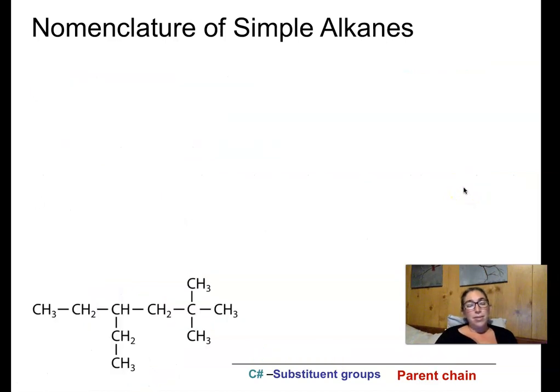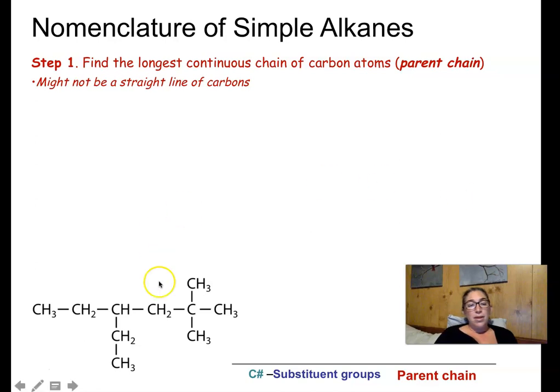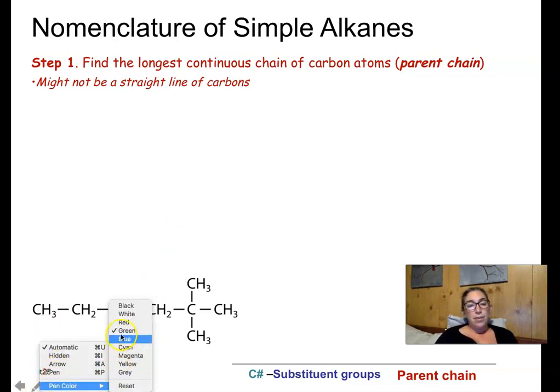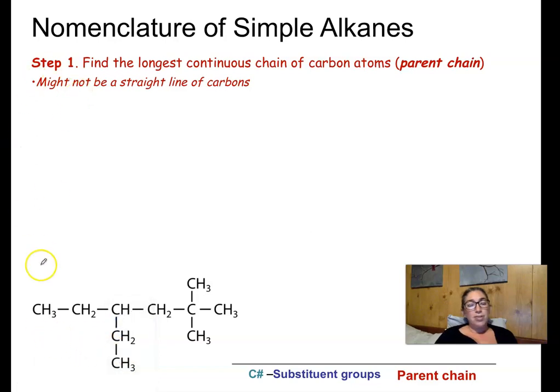So let's do this one. We're going to follow the same steps. First step, find the longest parent chain. So I'm going to use my red to match step 1 here. So we've got 1, 2, 3, 4, 5, 6. That might be the longest parent chain, but we're going to check all directions. 1, 2, 3, 4, 5. No, 1, 2, 3, 4, 5, 6. 1, 2, 3, 4, 5, 6.